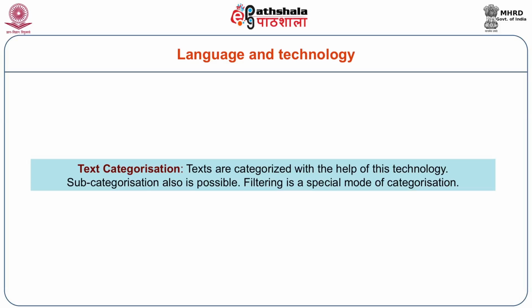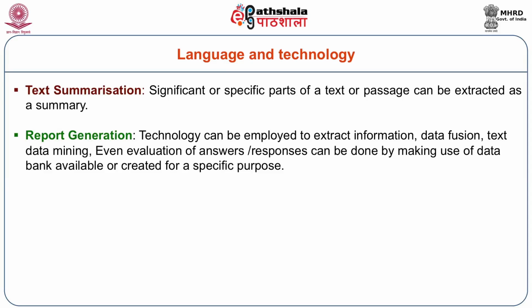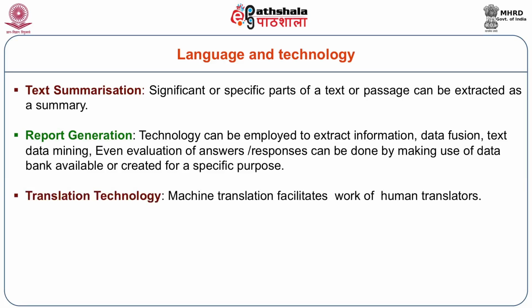Then we have text categorization, where texts are categorized with the help of this technology. Subcategorization also is possible. Filtering is a special mode of categorization. Text summarization: a significant part of a text or passage can be extracted as a summary. Report generation: technology can be employed to extract information, data fusion, text data mining. Even evaluation of answers or responses can be done by making use of a data bank available or created for a specific purpose.